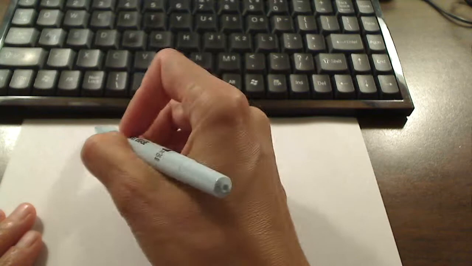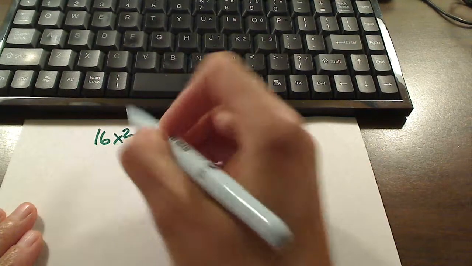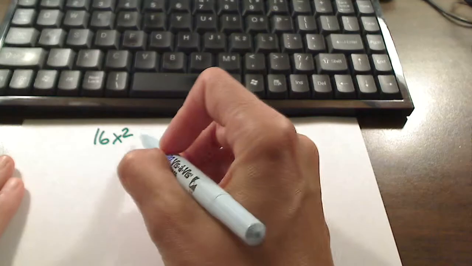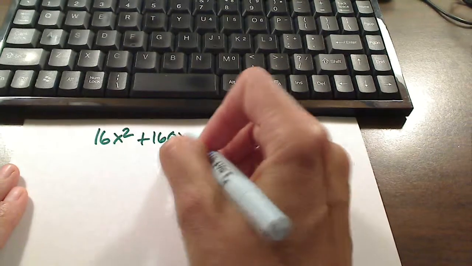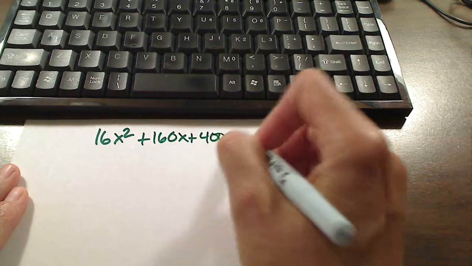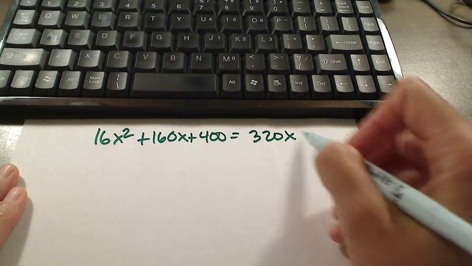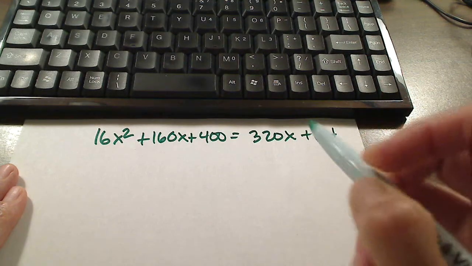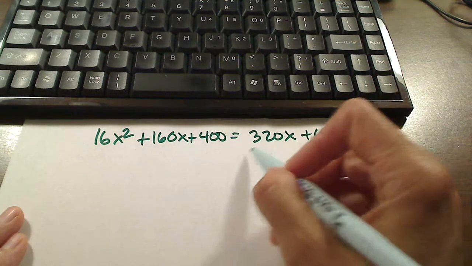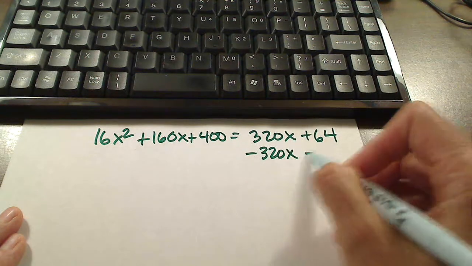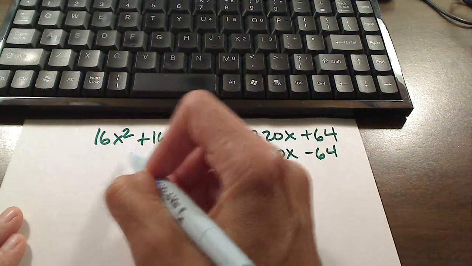We'll rewrite what we had. So this is 16x squared, 160x, 400, and on the other side 320x plus 64. Okay, all right, let's set this to 0. So I'm going to move the 320x and the 64 over.